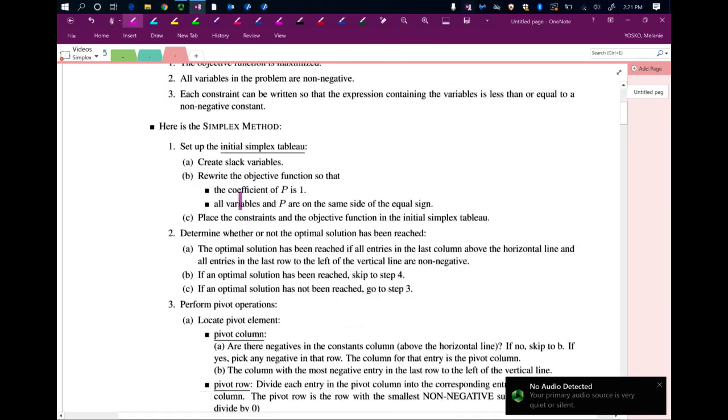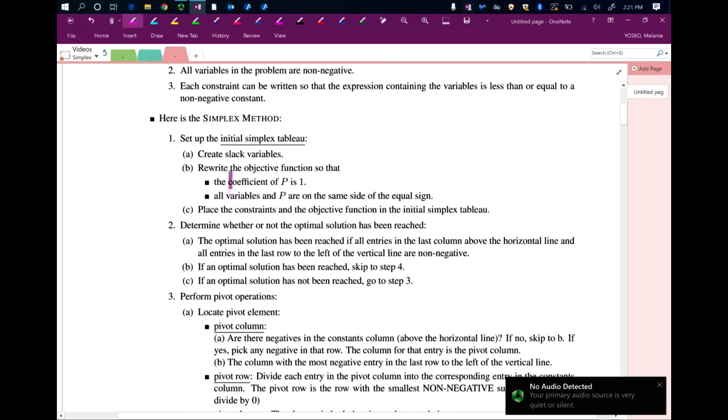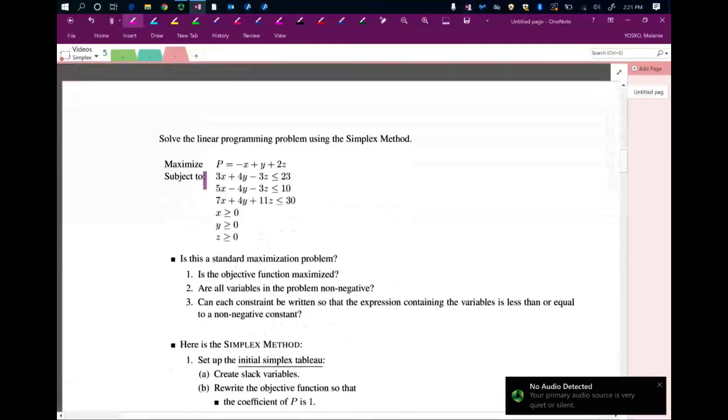And then here is the Simplex method. So we're going to work a problem. I'm actually going to give you the pieces of the method as we need them. So we're going to solve the linear programming problem here using the Simplex method. So we have maximize p equals negative x plus y plus 2z, and it's subject to these constraints. 3x plus 4y minus 3z is less than or equal to 23. 5x minus 4y minus 3z is less than or equal to 10. 7x plus 4y plus 11z is less than or equal to 30. X is greater than or equal to 0. Y is greater than or equal to 0. Z is greater than or equal to 0.